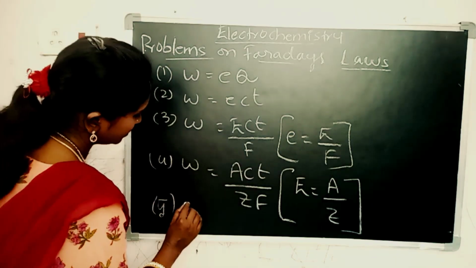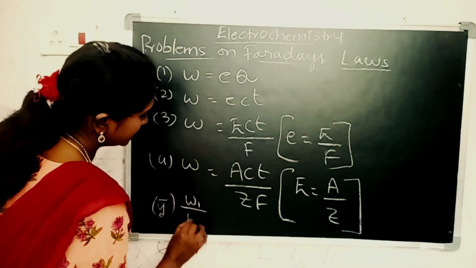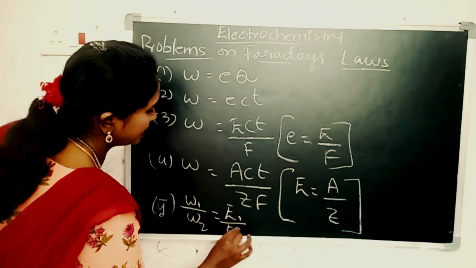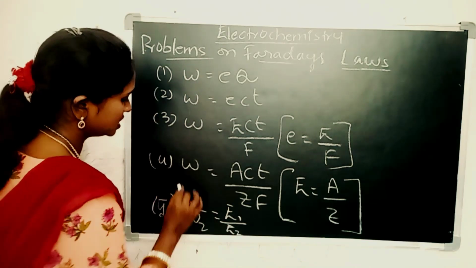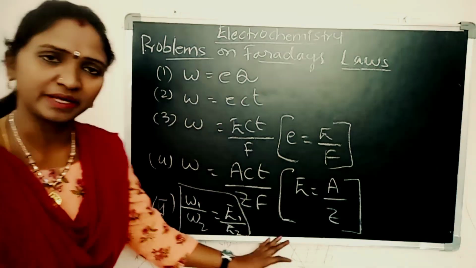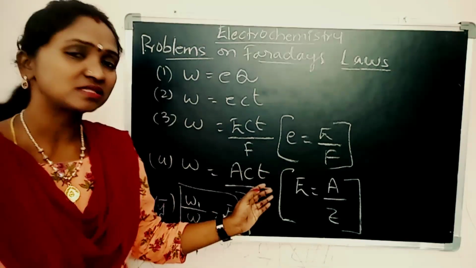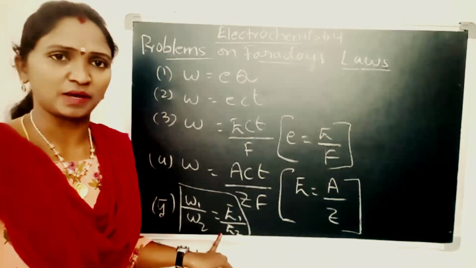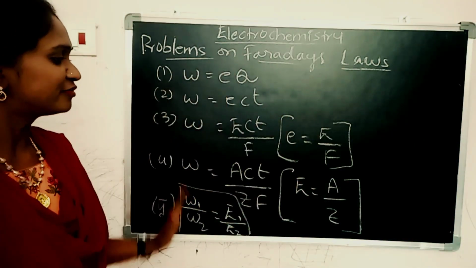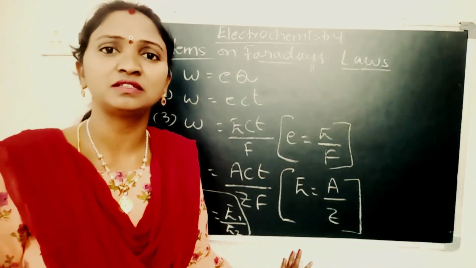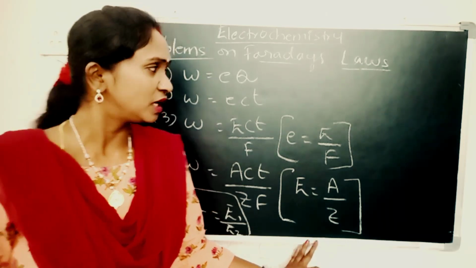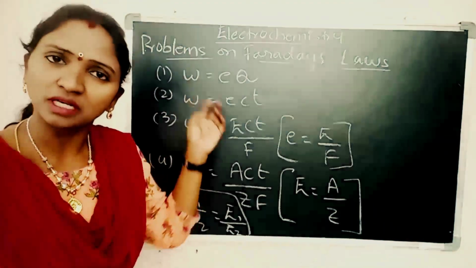And also here W1 by W2 equal to capital E1 by capital E2. This is the second law of Faraday. So all these are based on the first law of Faraday, and this is Faraday's second law. By using these formulas we can calculate the problems on Faraday's laws of electrolysis. Now see an example for each formula.